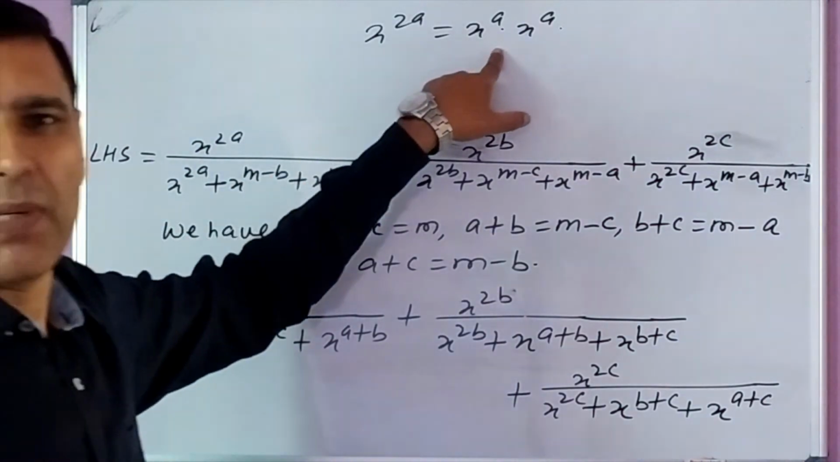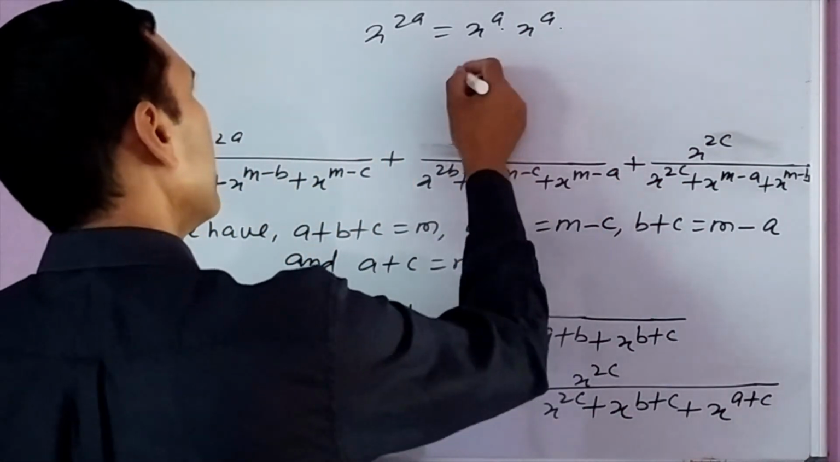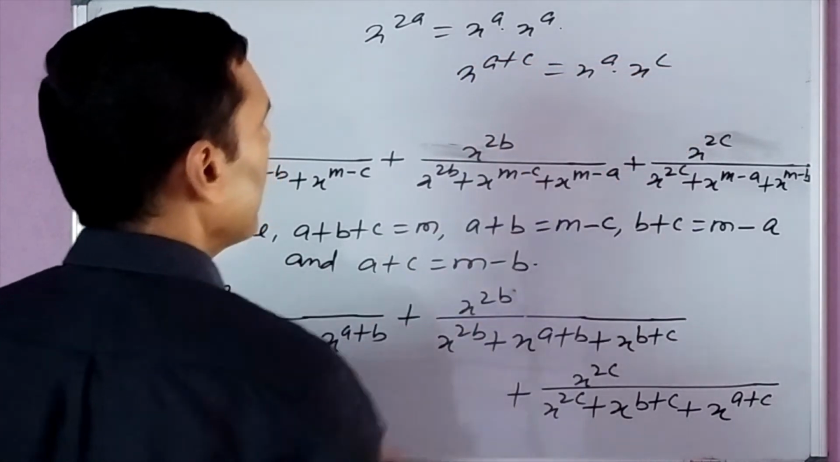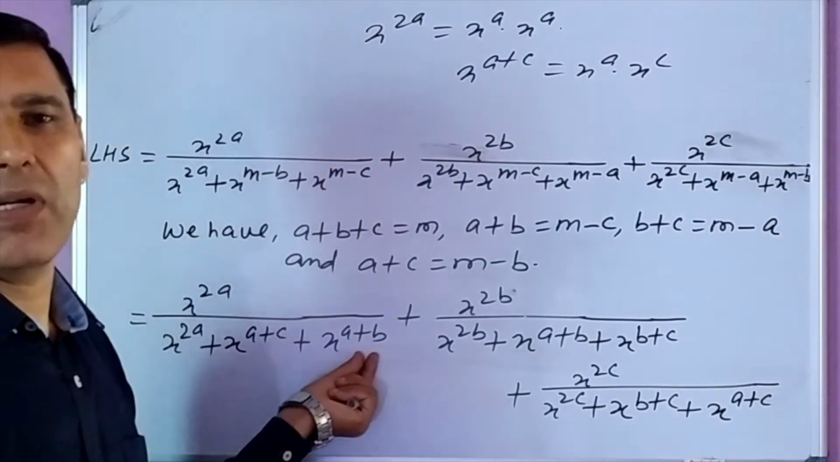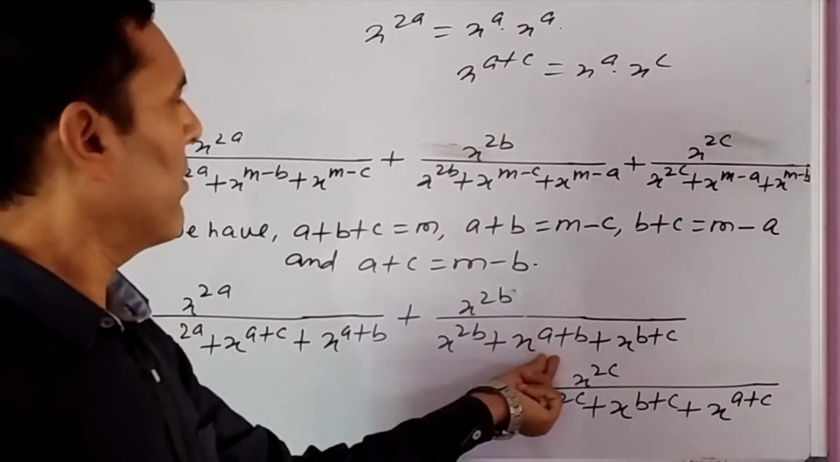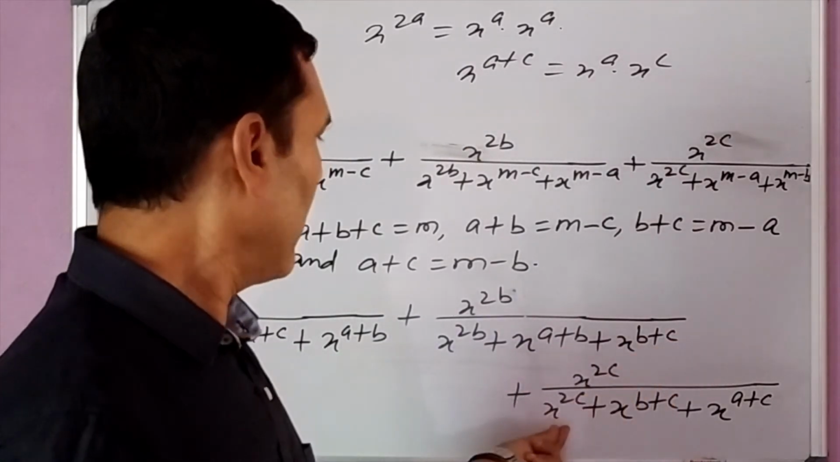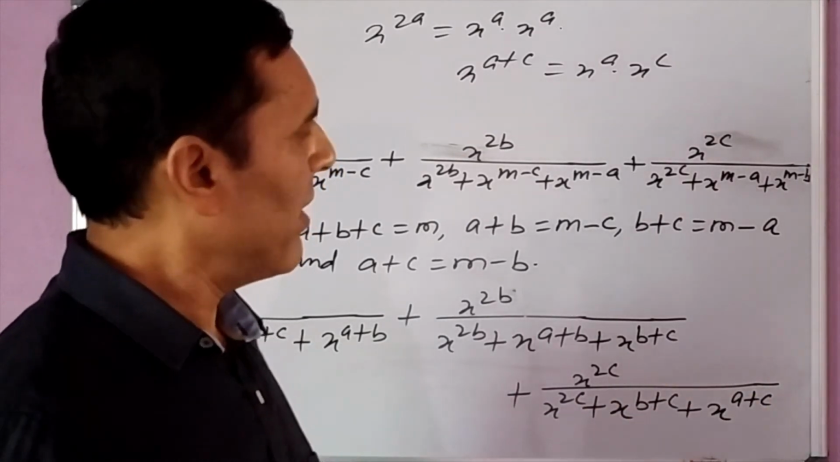Because on the same base powers are added together, x to the power a plus a is 2a. And x to the power a plus c is x to the power a into x to the power c. Similarly, x to the power a plus b is x to the power a into x to the power b, and x to the power b plus c is x to the power b into x to the power c. Here also, x to the power a plus c is x to the power a into x to the power c.